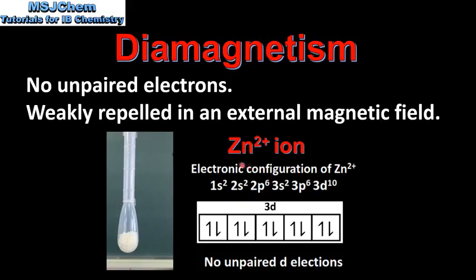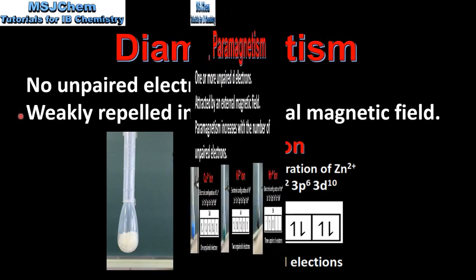Next, we look at diamagnetism. From the demonstration, you could see that the zinc 2+ ion had no effect in the magnetic field. The zinc 2+ ion is diamagnetic. It has no unpaired electrons. Diamagnetic materials are weakly repelled in an external magnetic field.